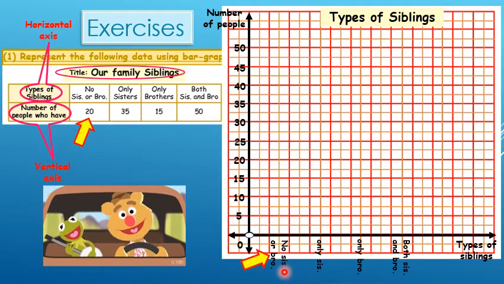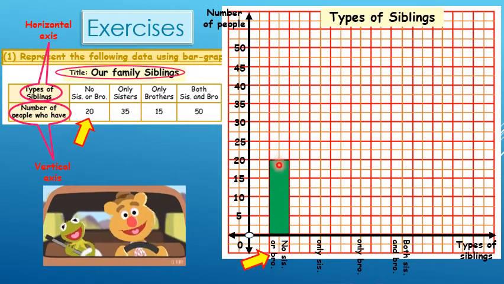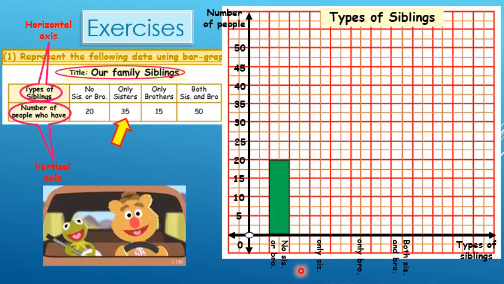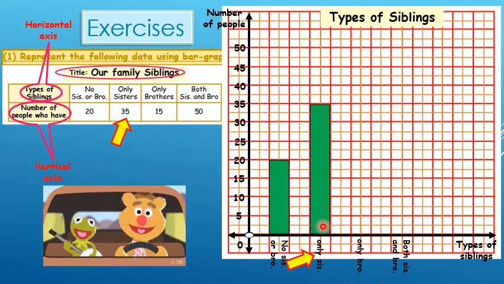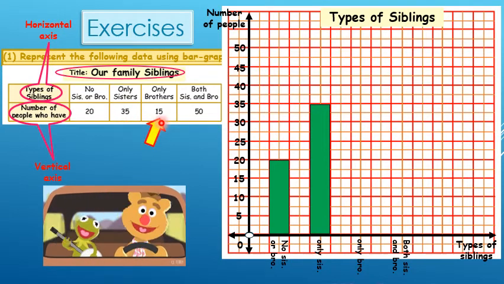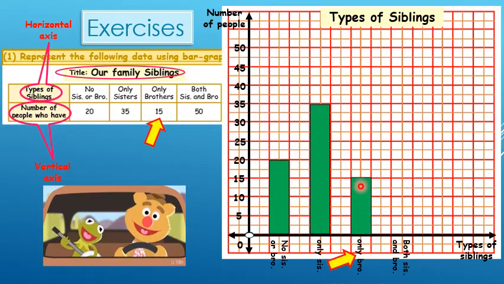Put your finger here on no sister or brother and up until you reach 20. Then draw your bar. Next one, we have only sisters. Okay, we have 35. Put your finger here on only sisters on your graph. Then up until you reach 35. Then draw your bar. Next one, we have only brothers. We have 15 people. Yes. Then on this grid, only brothers, up until you reach 15.